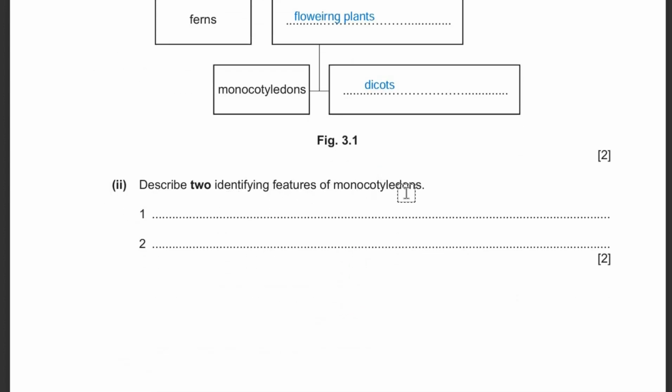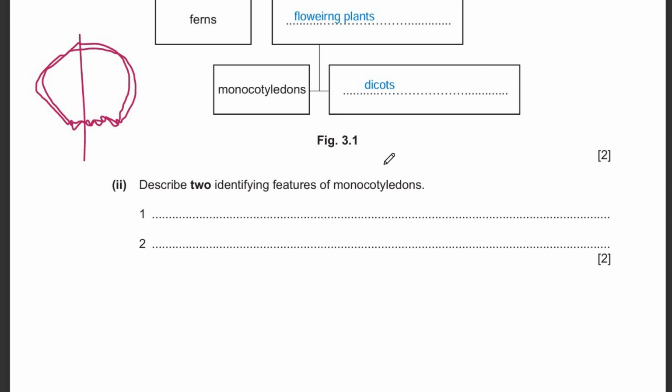Now, part 2 says describe 2 identifying features of the monocotyledon. Monocotyledon seed, I'm going to draw over here. It is like this. I hope that you have seen the seed of a corn. Everybody eats corn, right? If you have noticed, it contains a single leaf. Monocot seeds are not symmetrical. We cannot break the seed down into exact halves, unlike dicotyledons. So monocotyledons basically have one seed leaf.